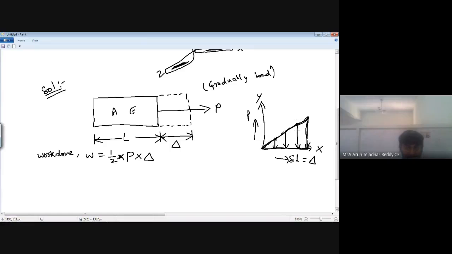What is the area of a triangle? Half into base into height. So half into base into height, P into delta. Suppose if your load is an impact or sudden load, then your graph is not in a triangle shape. It is in a rectangle shape. So then we can write it as P into delta, because the area of a rectangle is P into delta.